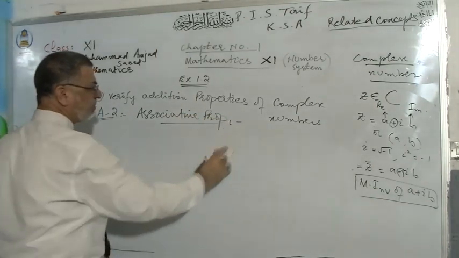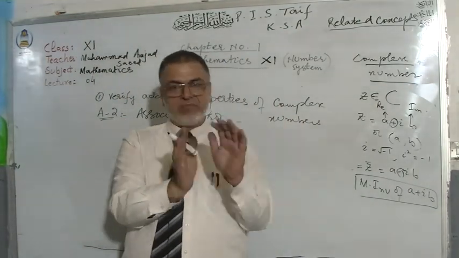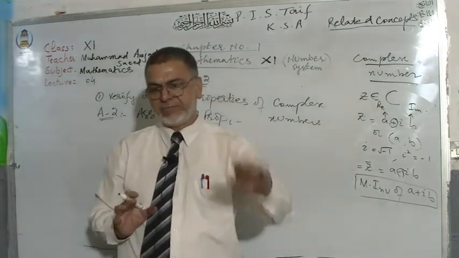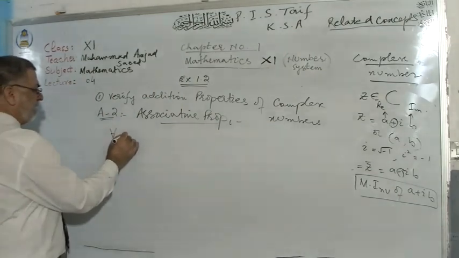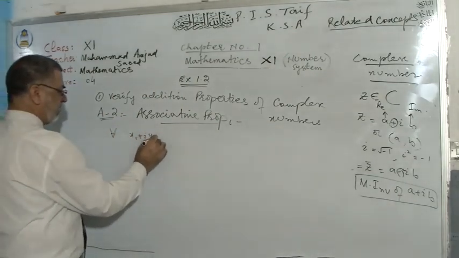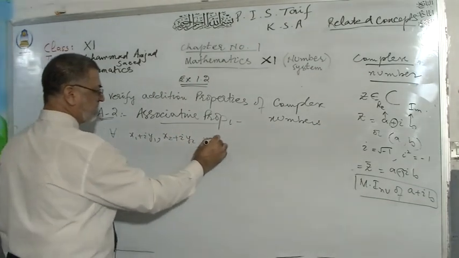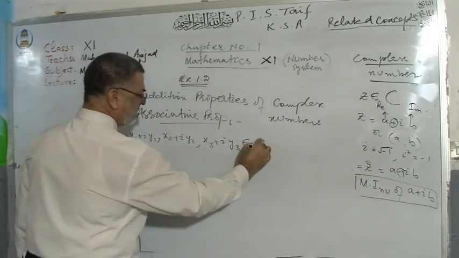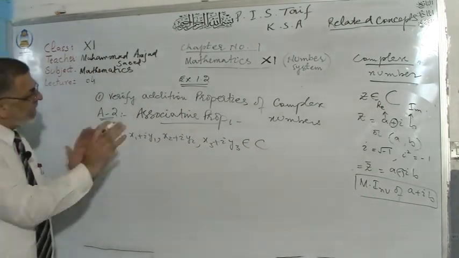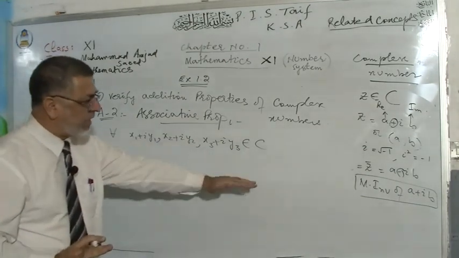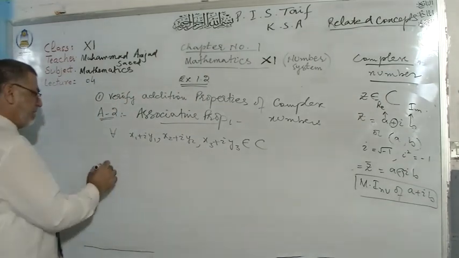In case of associative property, you need to have three members and you add them in different orders. The answer will be the same. For all x1 plus iota y1, x2 plus iota y2, x3 plus iota y3 belonging to the set of complex numbers. This time we have three members and we will add them in different orders. The answer will be the same from both sides, left hand side equal to right hand side. Associative property will be satisfied.